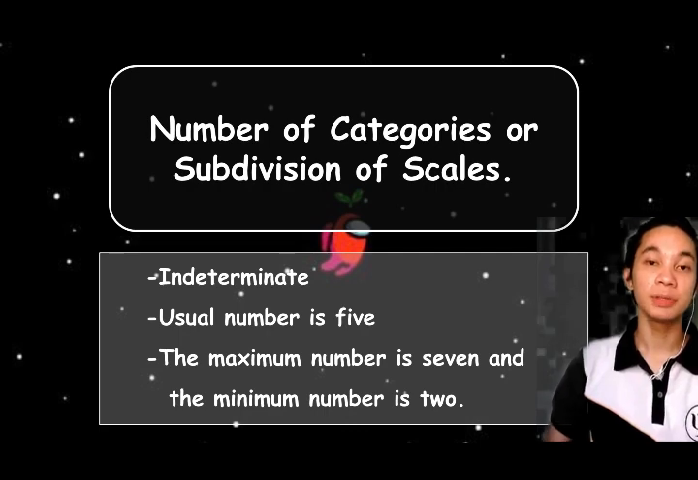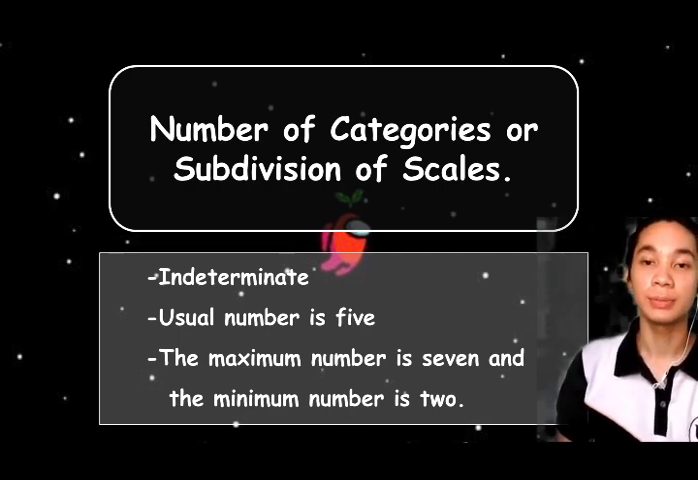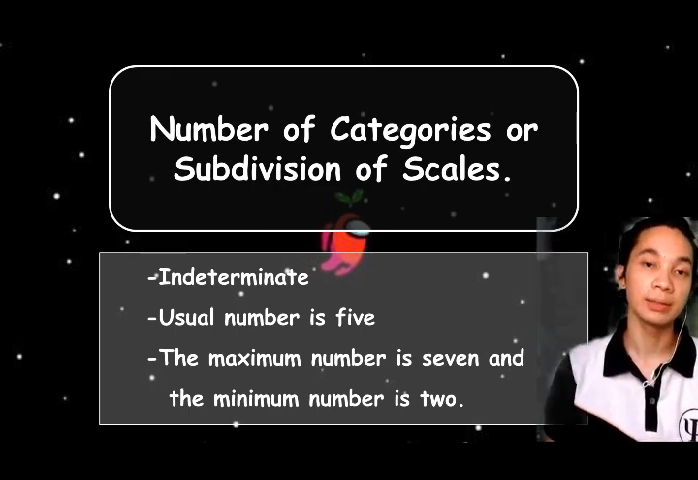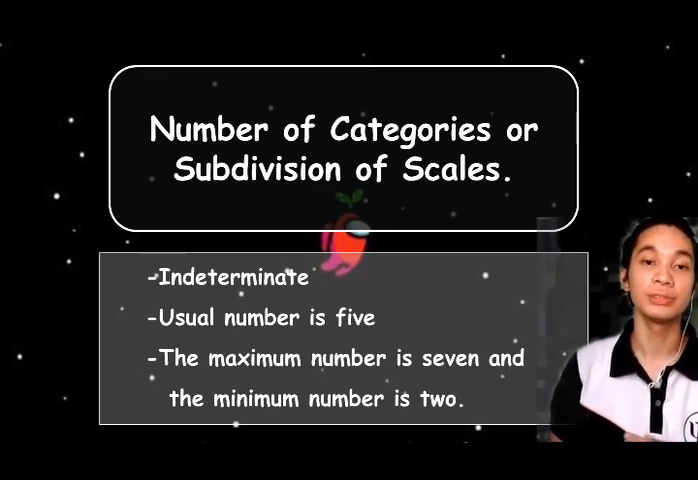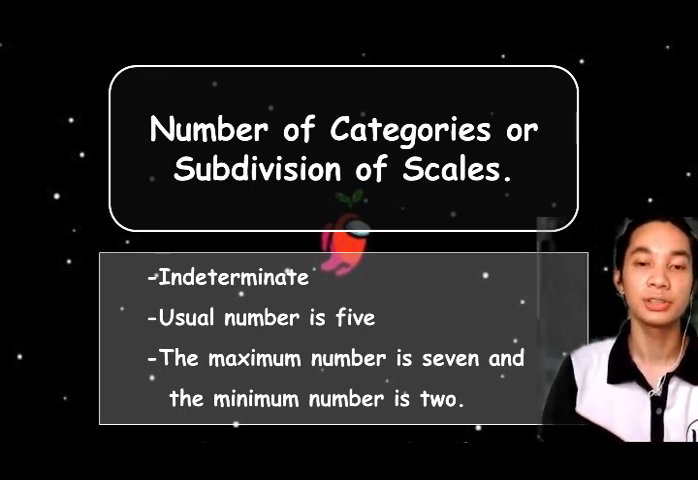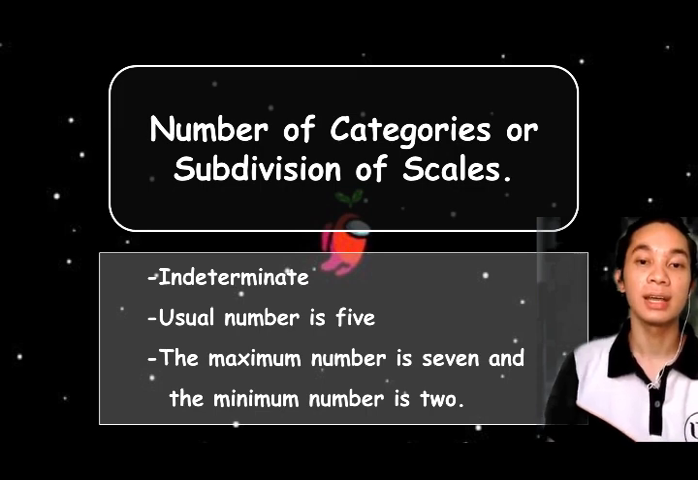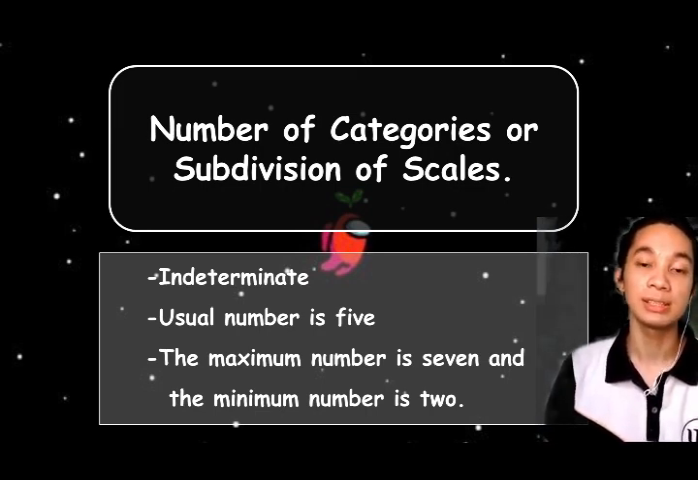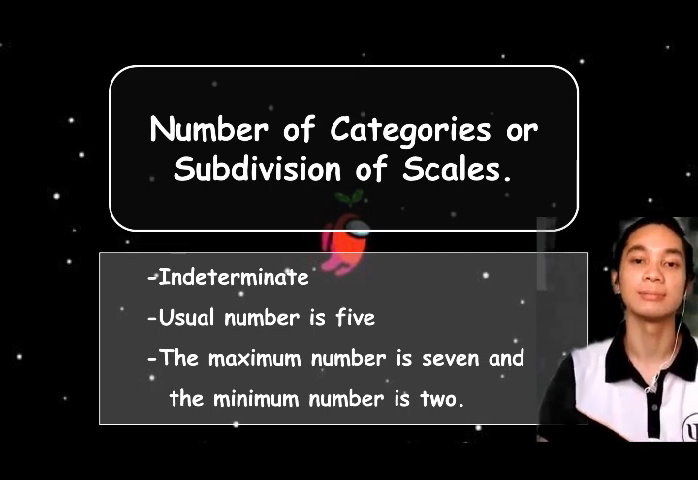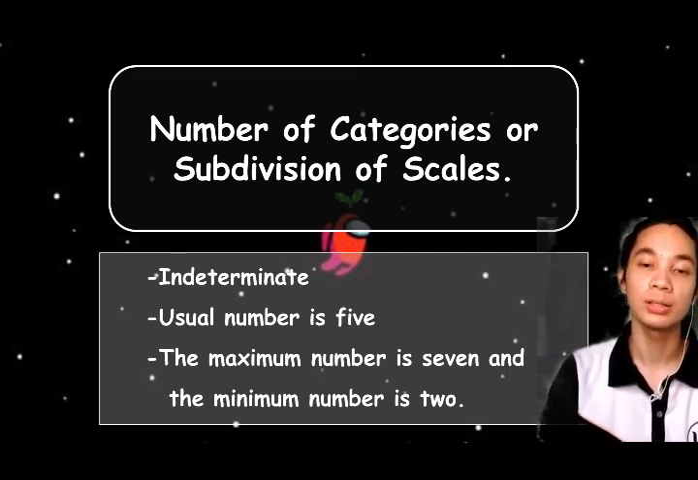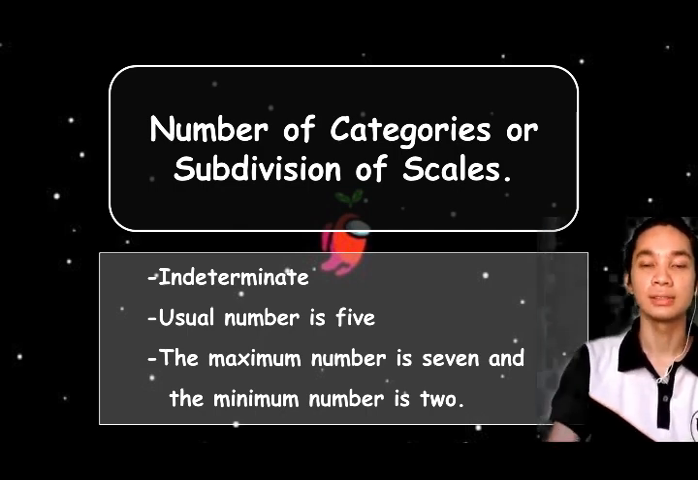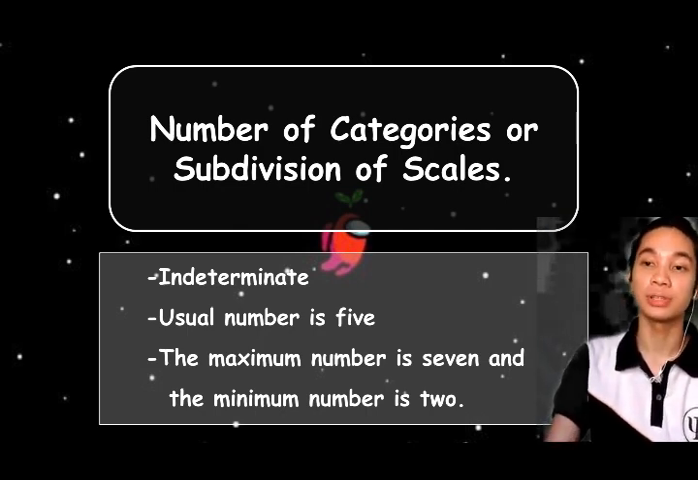Number of categories or subdivisions of scale. The number of categories or subdivisions for a rating scale is indeterminate. It is not exactly known, established, or defined. In practice, the usual number is 5, but there is no rational justification for that. The 1 to 5 scale or 5-point rating scale. The maximum number is 7, but again it cannot be justified. And the minimum number is 2. One example of this is the dichotomous rating scale. 10 is unusual. So those are the number of categories or subdivisions for scales.